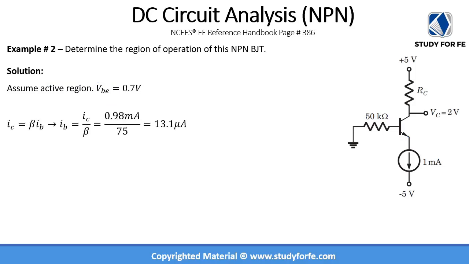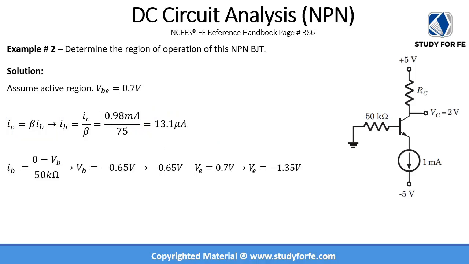And we already know that IC is equal to beta times IB. So we will calculate the base current, and the base current is equal to 0.98 milliamps. This is IC that we calculated in the previous problem. 0.98 milliamps divided by 75 gives us 13.1 microamps.